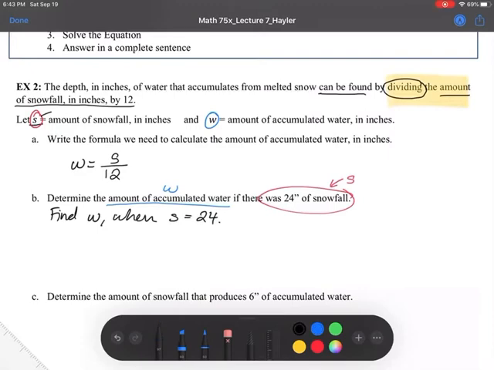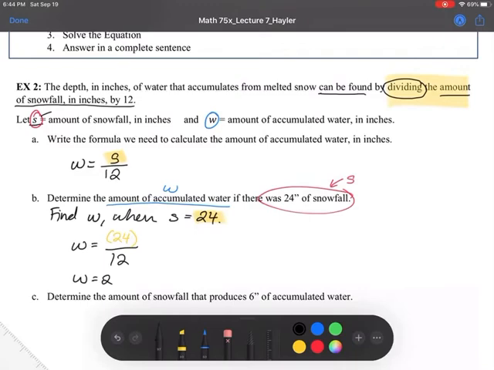All right, let's go ahead and do that. Similar to what we've been doing in example 1, we're going to find W, and in our equation, instead of using S, we're going to replace S with 24. Replacing S with 24, what do we get? Well, 24 divided by 12 is just going to be 2. So W equals 2.